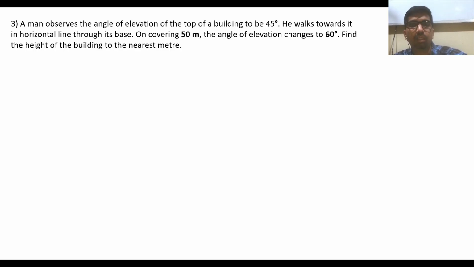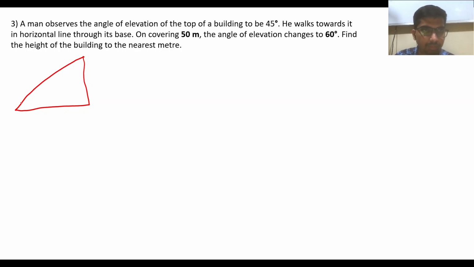Again, same question. Is walking towards it. Let's read the question. A man observed the angle of elevation of the top of the building to be 45 degree. Let's draw a building. Let's draw what he's doing. This is the building and this is the base. So the angle is 45 degree. Elevation is 45 degree. This is the height. He walks towards it.